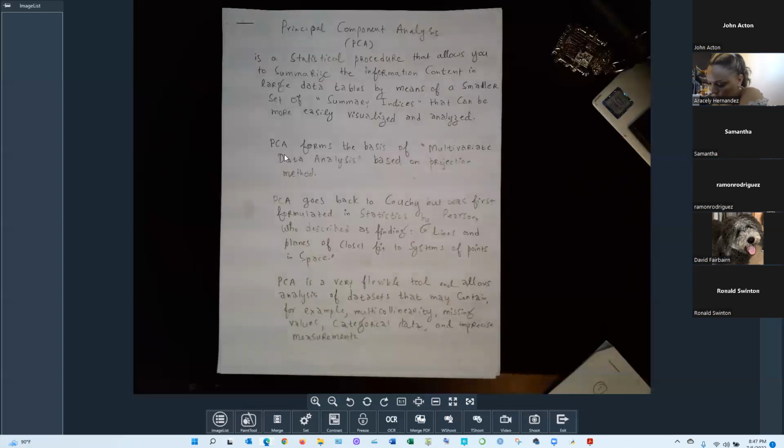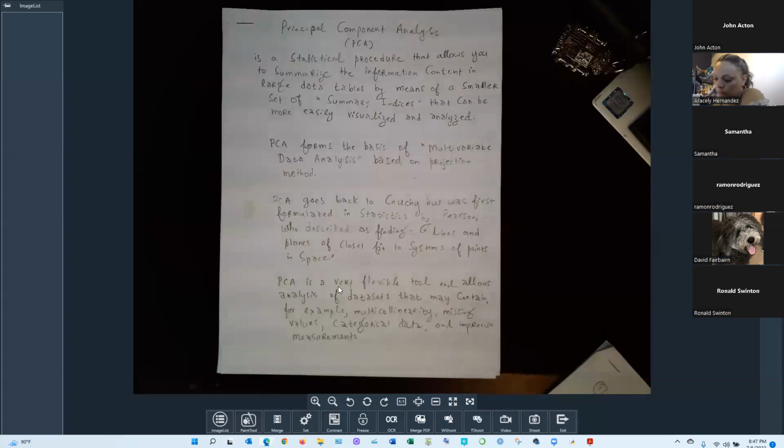Look here, PCA forms the basis for multivariate data analysis. This is the beginning of multivariate data analysis. Multivariate means several variables will be taken into account at the same time. PCA was first talked about by Cauchy, but it was formally formulated by Pearson.